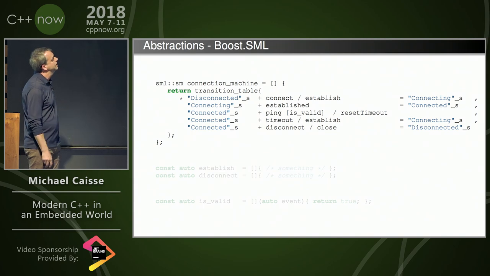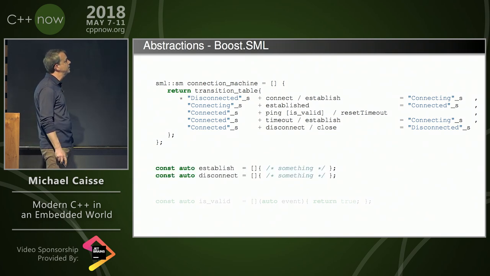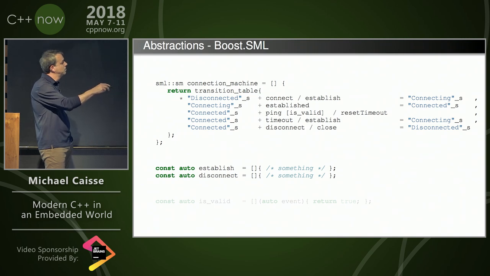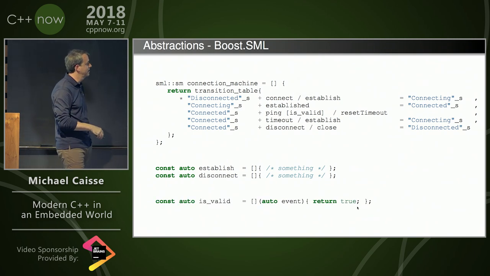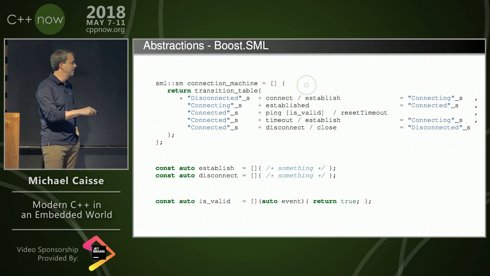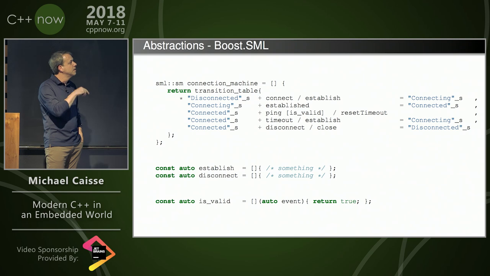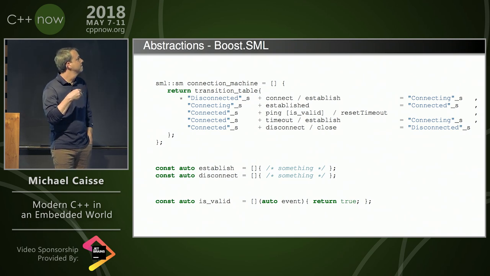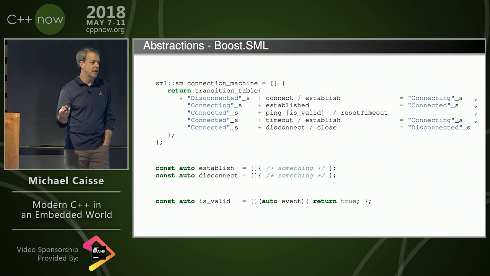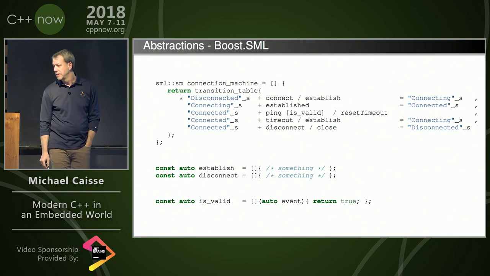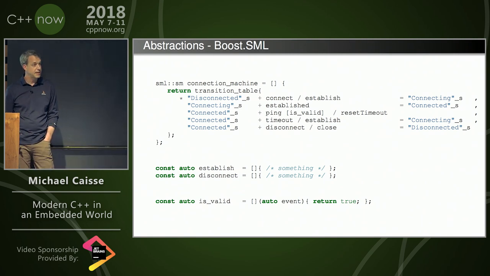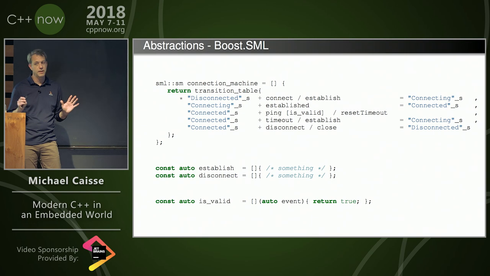So what does this look like? We saw the state machine part. What is established? Well, established is just a callable thing, a nullary callable thing. And what is valid? Well, it's just something that will be called with the event, and it will return a Boolean. So this is a really nice abstraction, allows me to think higher. It's declarative in nature, right? Declaring.